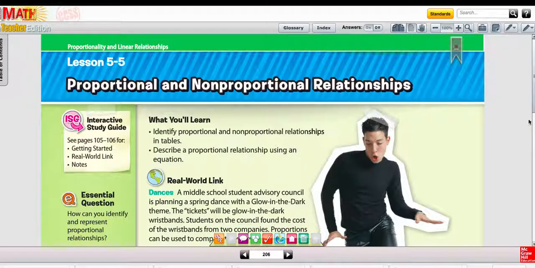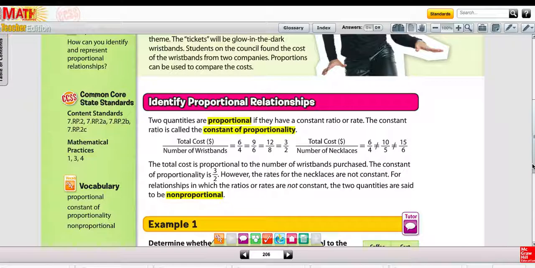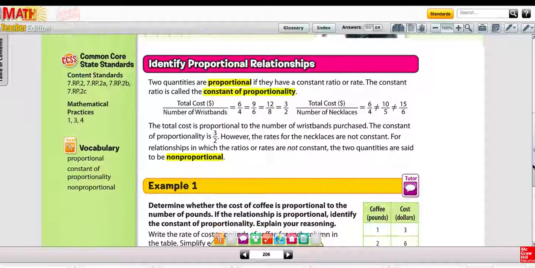For Lesson 5.5, there's a couple of vocabulary words. Two quantities are proportional if they have a constant ratio or rate, and that constant ratio is called the constant of proportionality. And we also have relationships when the ratios are not constant, and in that case we'll call them non-proportional, which makes sense because the prefix non means not. So this is a pretty easy concept to start off with.